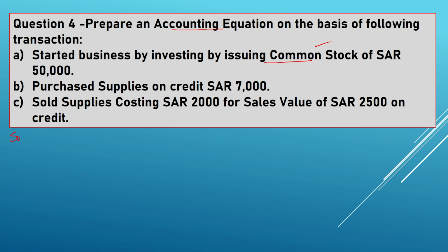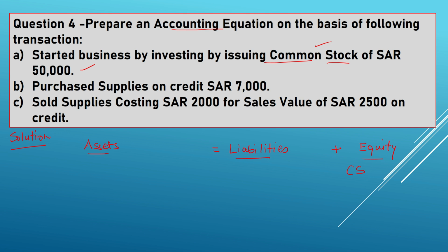Now I will show how to make the solution. You have to make the accounting equation. For that you write assets on the top, then is equal to liabilities, then plus equity. These are the major heads. Under each of the major heads you will have various items. So the first item: the business started by investing into common stock. So common stock is an item that we'll write in the equity section, by investing 50,000.